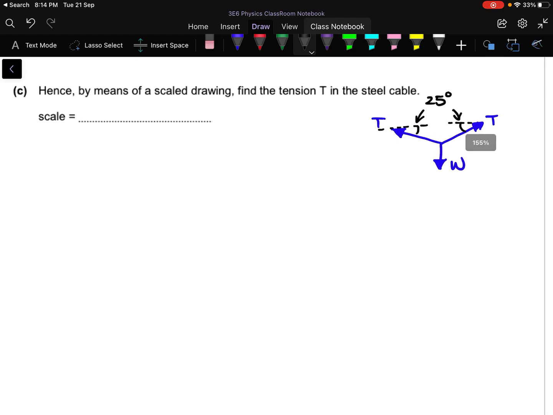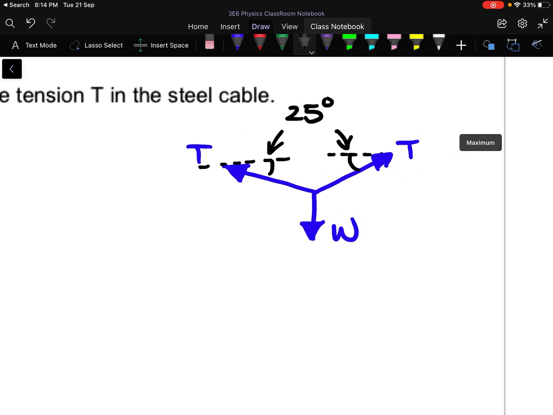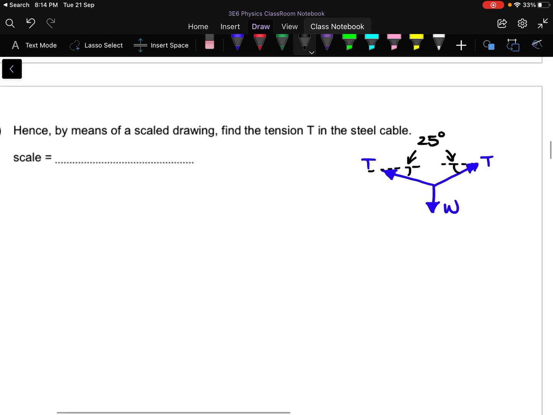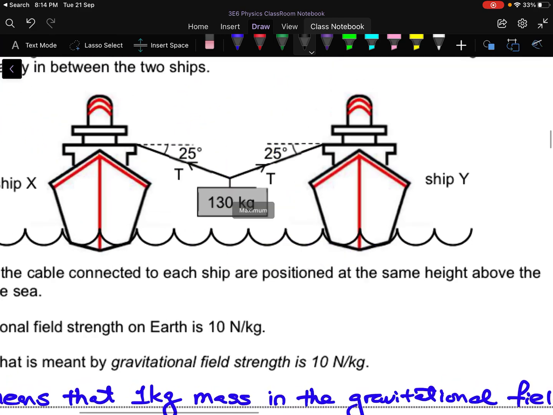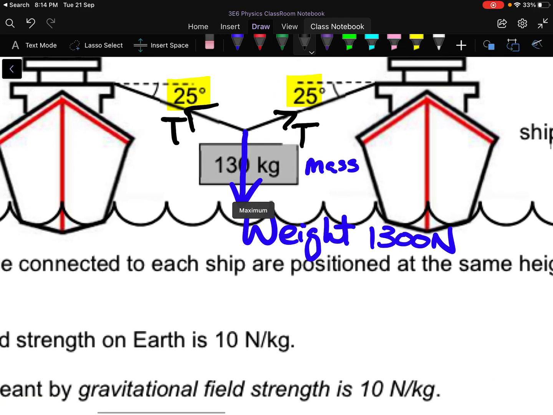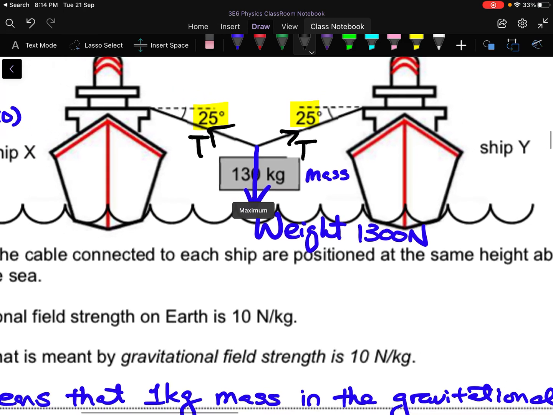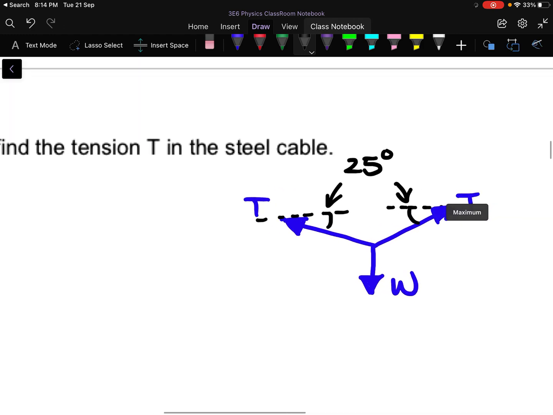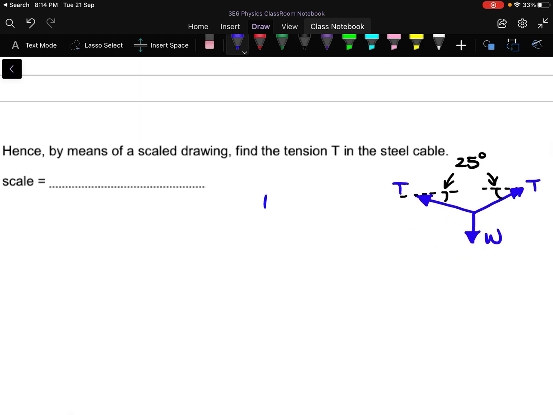Now you are being asked to use a scale diagram to find the tension force. They are telling you that the object here is stationary. For a stationary object, you should know that the forces will be balanced, and in a vector diagram, balanced forces simply means that it will form a closed triangle.